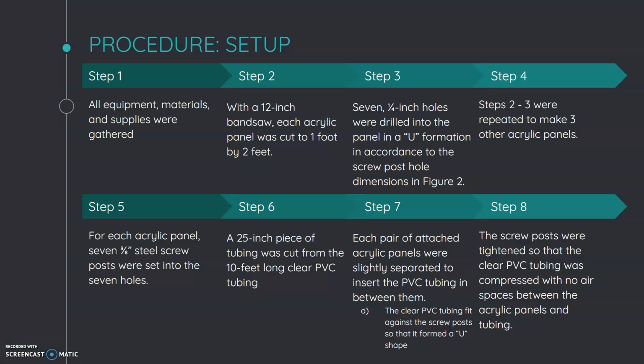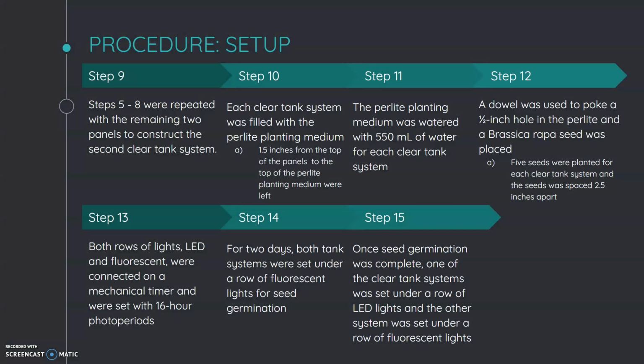So my setup procedure: I was able to make a tank system, and I used bandsaws, and I drilled holes into each panel. Each tank system had 2 panels, and they formed a U, which I lined with clear PVC tubing to support the perlite while providing an airtight seal. I used screw posts to connect the 2 panels and compress the PVC tubing between them. I repeated that, so I had 2 tank systems, 1 for each light source.